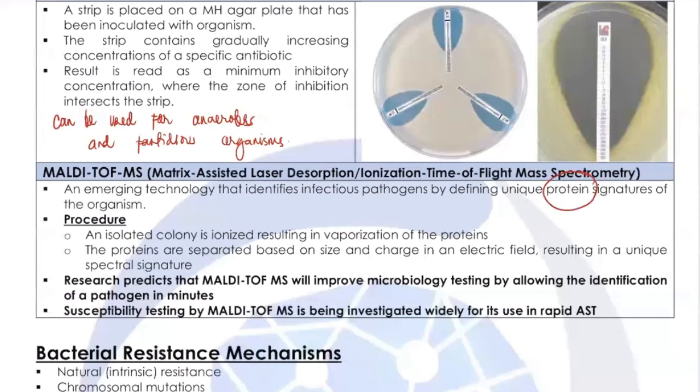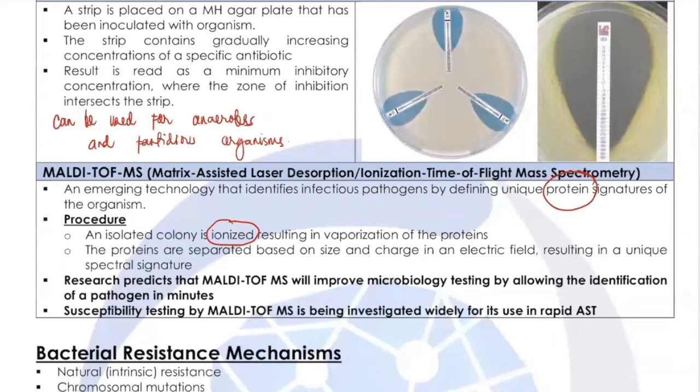So the procedure, an isolated colony is ionized. Guys, lumabas to sa student ko na nag-take last week lang ng exam. Ano daw yung process na involved in MALDI-TOF? Yung mga choices niya, deamination, ionization, mga ganyan. So take note the process involved is ionization. Okay, resulting in the vaporization of the proteins. Now, the proteins are separated based on size and charge in an electric field resulting in a unique spectral signature. Then this spectral signature is being compared with those existing spectral signatures for an identified organism. Okay, so yan po si MALDI-TOF.